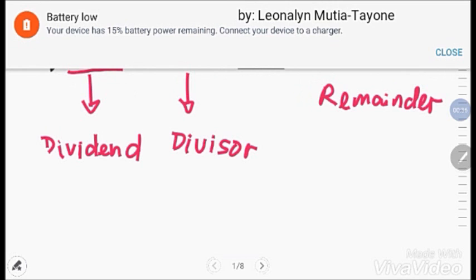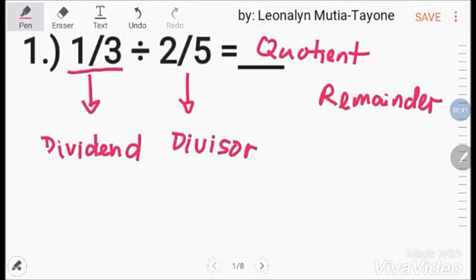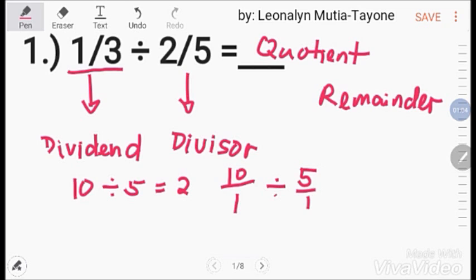Bago natin maintindihan yung buong process nito, doon muna tayo sa whole numbers. Example, 10 divided by 5, that is 2. Mas madali siya. Gawin nating fraction si 10 at saka si 5. 10 over 1 divided by 5 over 1. Pareho silang whole numbers, pero ginawa lang nating fraction, that means ang denominator nila pareho ay 1.